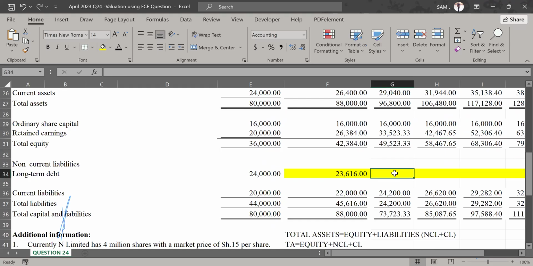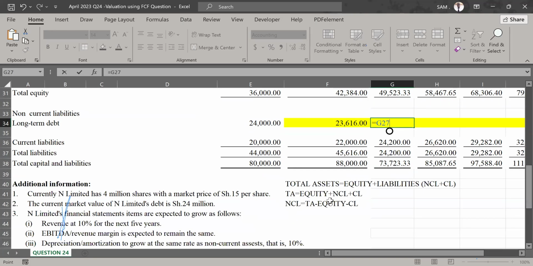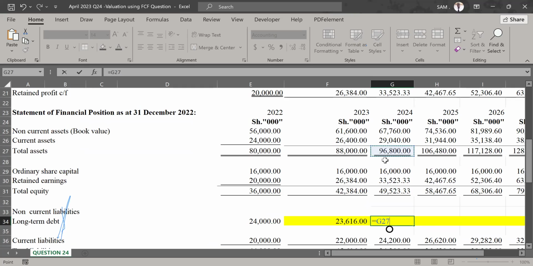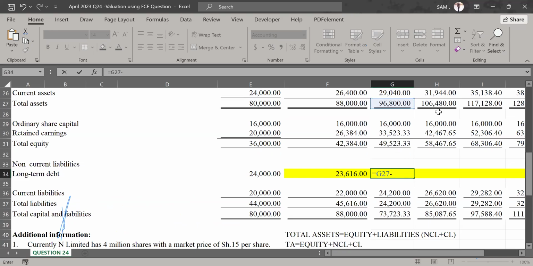So let's do the same in 2020, 2024, under long-term debt. We do the same. Put an equal sign. Come and add total assets. We are following this formula. We made our non-current liabilities the subject. So we just say equal to total assets. I've referred to total assets. Then what are we adding? We subtract equity. So come there and say minus equity.